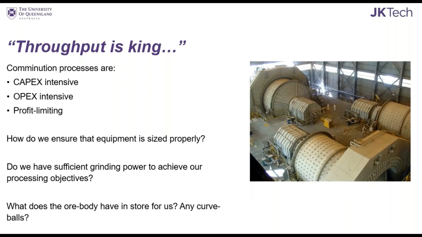So when it comes to comminution circuits, we need to ask ourselves the following questions. How do we size the equipment properly? And do we have enough grinding power? Because if we get this wrong, we're either not going to achieve our budgeted mill throughput, or we're going to have a pretty oversized circuit and wasted a bit of money. And most likely we'll have to spend more money in order to rectify any of those issues.